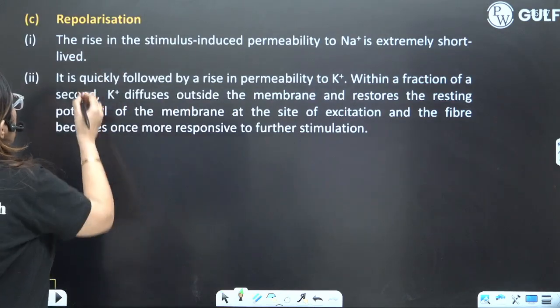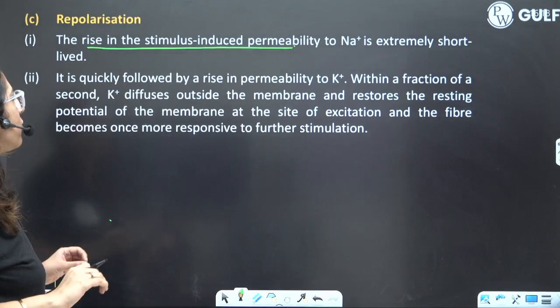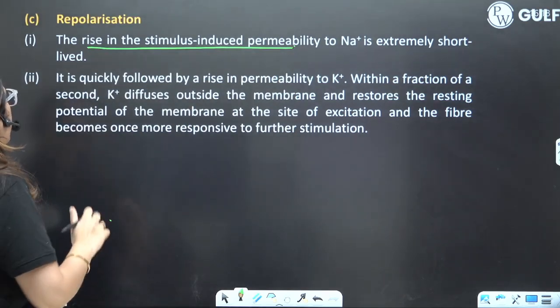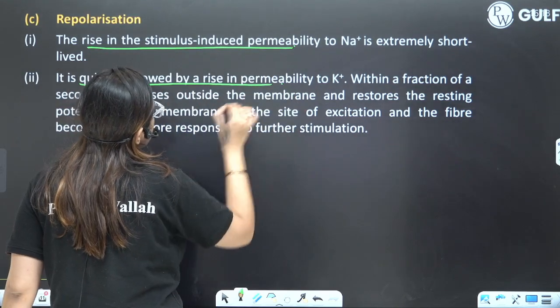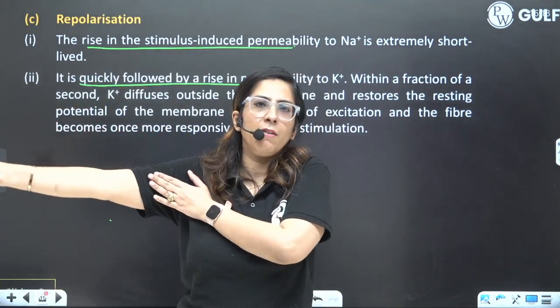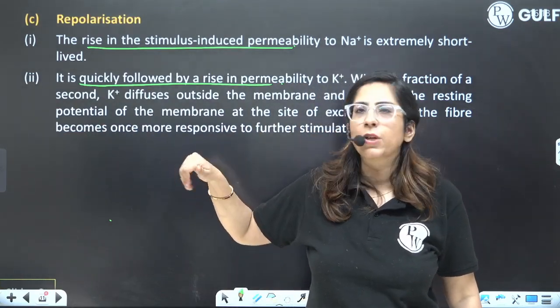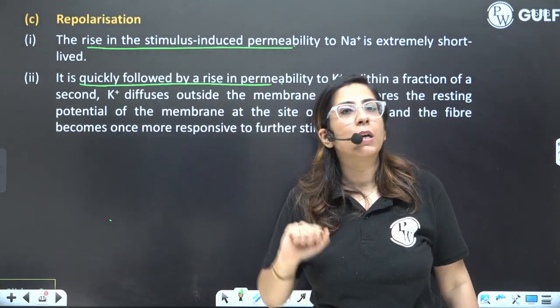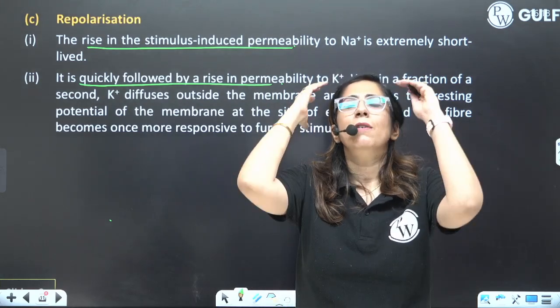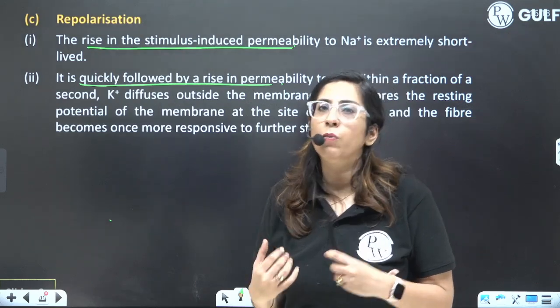The rise in stimulus-induced permeability to sodium ion is extremely short-lived. It is quickly followed by a rise in permeability of the potassium ion channel. In this area, the sodium ion channel opens only for a short duration of time. Now the potassium ion channel will open over here. As the potassium ion channel opens, potassium ion will move, and the potential will change.